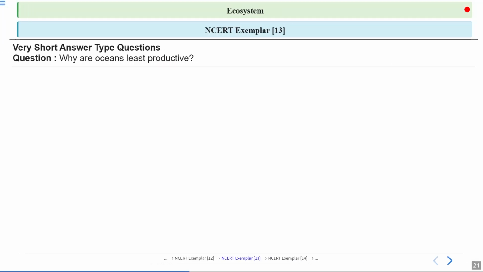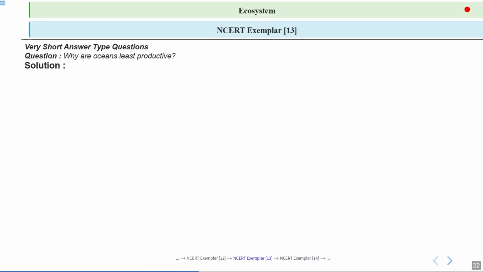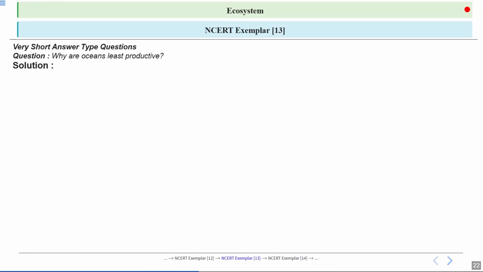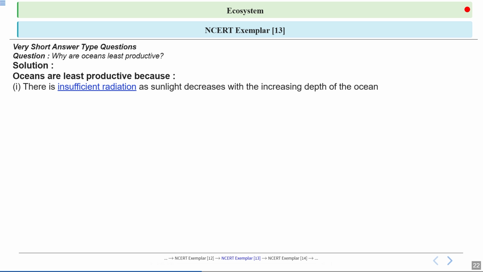Next question: why are oceans least productive? Let's have a look at the answer. Oceans are least productive because the sunlight decreases as we go deeper into the oceans. Sunlight cannot penetrate such depths of the ocean. This lack of light limits photosynthesis, which is crucial for plant growth.